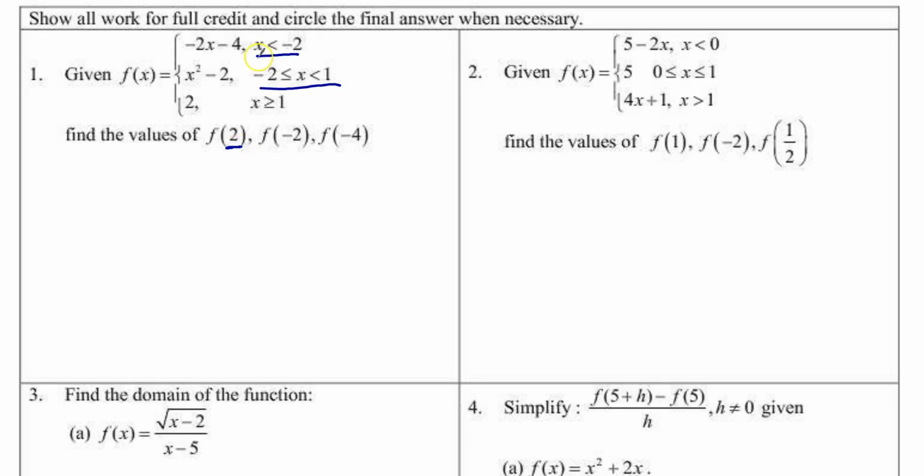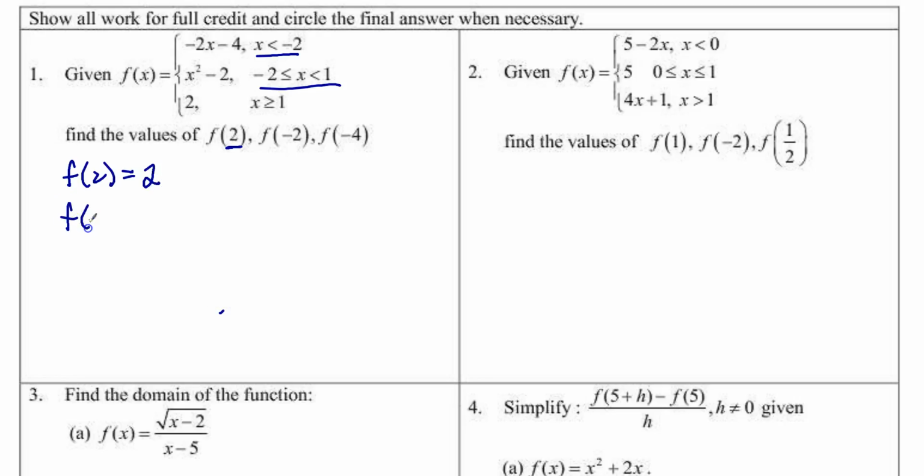So if I look at the top one, 2 is not less than negative 2, so it's not going to go in the top function. If I look in the middle function, 2 is greater than negative 2 is true, but 2 is not less than 1, so it can't go in the middle function. So that means it's got to be the bottom function. 2 is greater than or equal to 1. So I'm going to plug 2 into the bottom function, but there's no place to plug it in. So that means that f of 2 is just the value that I was given initially, which is 2.